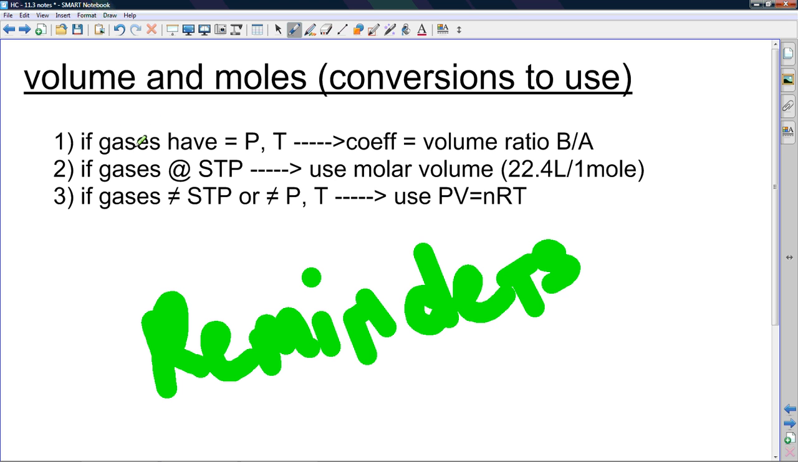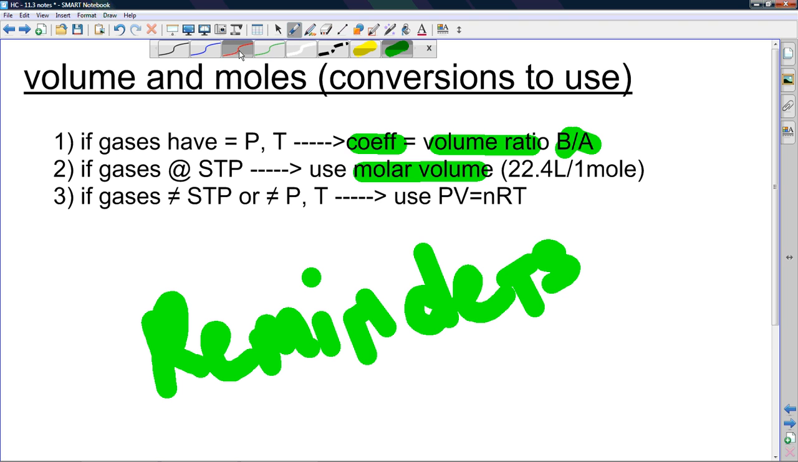If we have gases that are at the same temperature and pressure, this is nice and easy. All we care about is coefficients, because the coefficients give us volume ratios. It's B over A, just like we did mole ratios. Number two, what if the gases are at STP? Well, then we can use molar volume, 22.4 liters for every mole. Now remember, these are good here. This is just like using mole ratios. This is just like using molar mass.